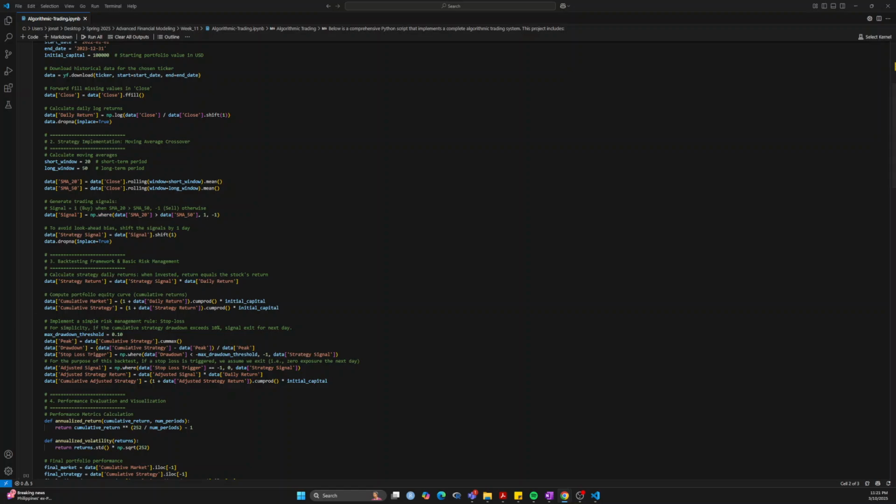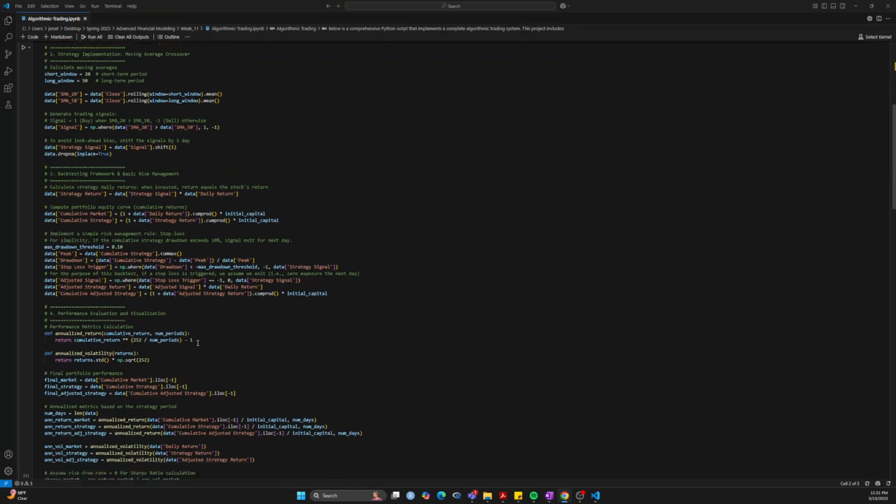For risk management, I implement a simple stop loss mechanism. I track the cumulative maximum of the strategy's equity curve and calculate the drawdown. If the drawdown exceeds 10%, the system triggers an exit signal by setting the signal to 0 for the next day. This adjusted signal is then used to recalculate the strategy's returns and the corresponding equity curve.